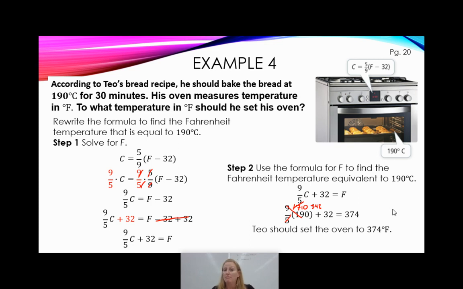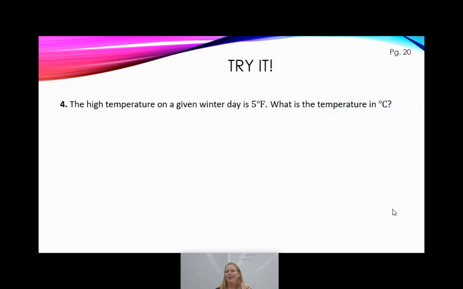So now that you've got this lovely formula of converting degrees Celsius to degrees Fahrenheit, I got a new problem for you. Just below example 4, there's a little try it problem on page 20. Number 4, the high temperature on a given winter day is 5 degrees Fahrenheit. What is the temperature in degrees Celsius? Hit pause, see if you can work this out. Hit play when you're ready to check your work.